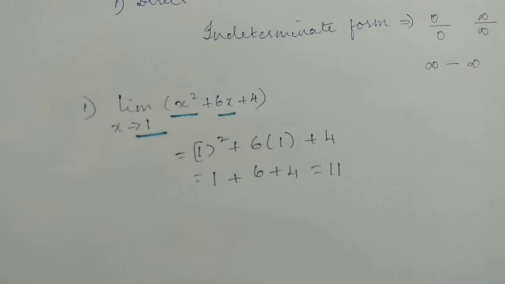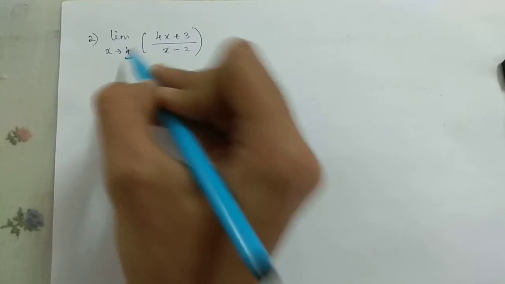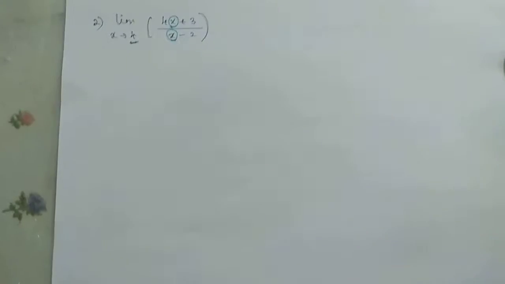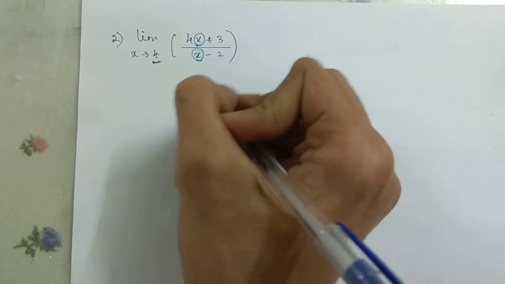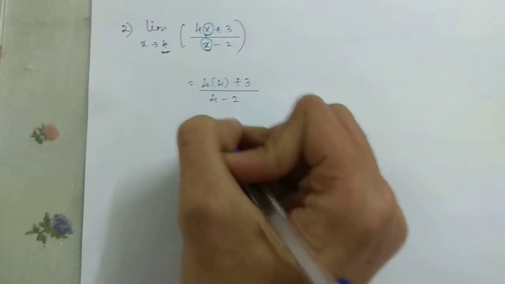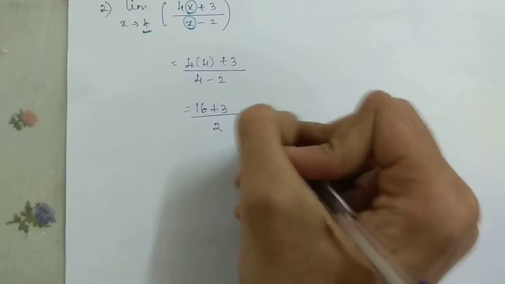So, under your direct substitution method, you have to substitute the value towards which x is tending in your function. Let's take another question. In this question, x is tending to 4. Therefore, in your function, wherever you have x, you need to substitute that with 4. So, 4 into 4 plus 3 divided by 4 minus 2, which equals 16 plus 3 divided by 2, 19 divided by 2.